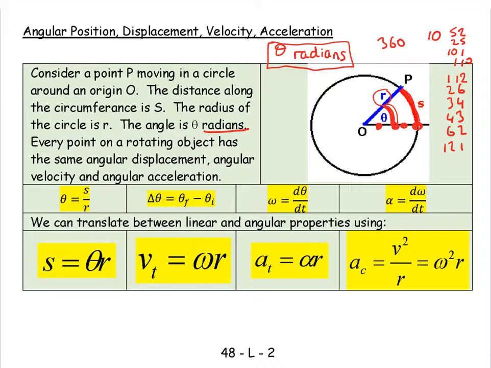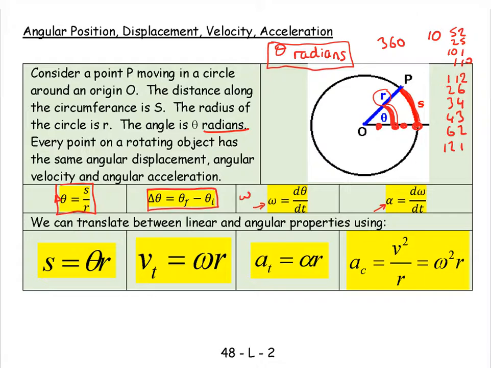So let's learn some equations. So we just found out that the angle, the change in angle, the displacement, is equal to my arc length over my radius, and my angular displacement is equal to my final angular position minus my initial angular position. My angular velocity, which is given by this symbol, omega, is equal to d theta by dt, and my alpha, my angular acceleration, is equal to d omega by dt.